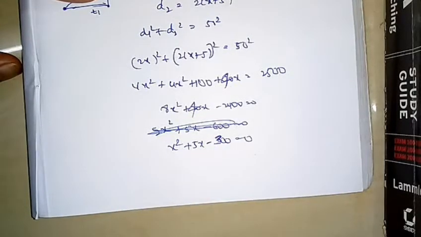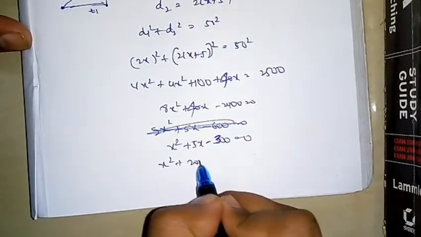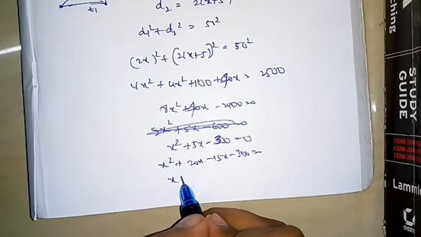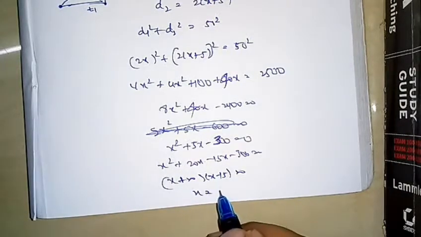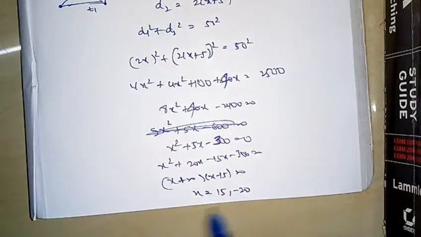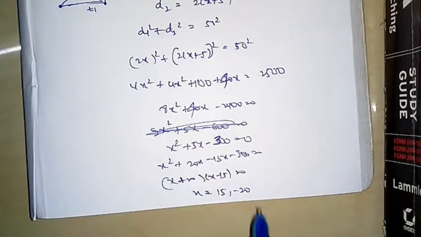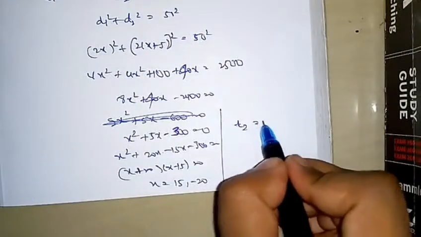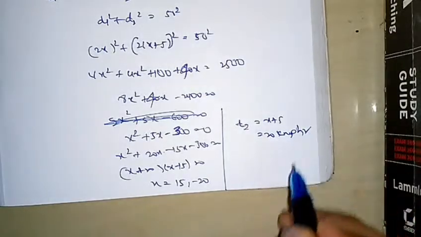So 15 into 20 is 300. What you can do is x² + 20x − 15x − 300 = 0. This implies (x + 20)(x − 15) = 0. So x is equal to 15, −20. So the speed of the first train is 15. The second train's speed will be x + 5, which is equal to 20 kilometers per hour. That's all.